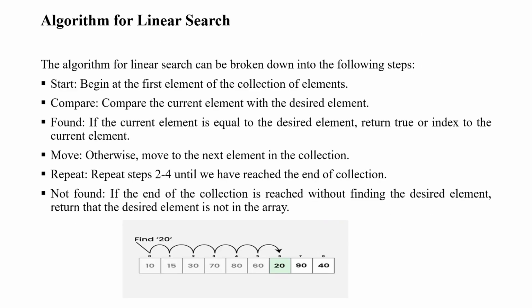Algorithm for linear search. The following steps should be followed in the linear search algorithm. First is start, compare, found, move, repeat, and finally if the element is not there, not found. The algorithm can be broken down into the following steps. Start: begin at the first element of the collection. Then compare: compare the current element with the desired element. Found: if the current element is equal to the desired element, return true or the index of the current element. Move: otherwise move to the next element in the collection. Repeat steps 2 to 4 until we have reached the end of the collection.